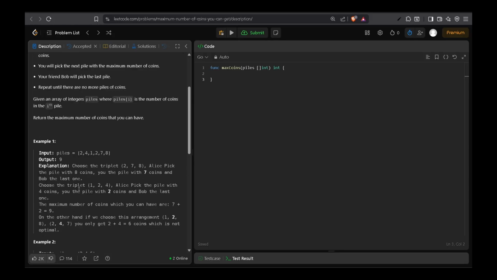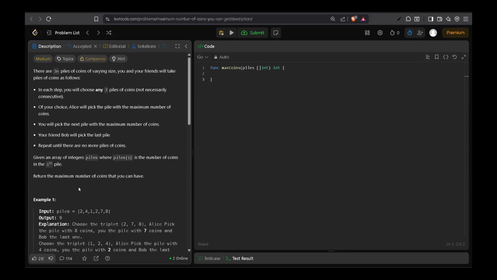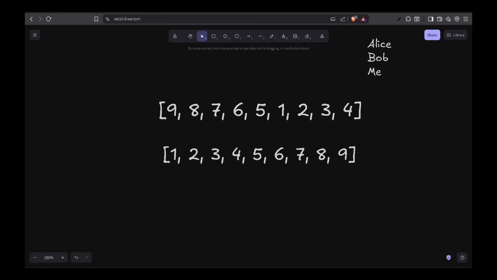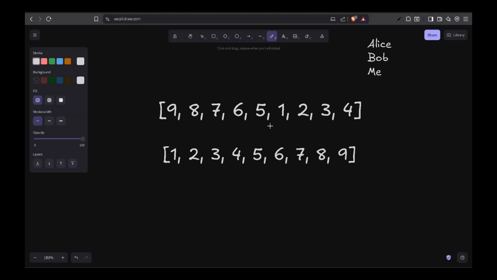And the size of the piles of coins is 3n. That means it is always divisible by 3. So it won't be like we take 3, 3, 3 and the last group we are left with 2. That will not happen, right? So we can safely divide this into groups of 3 without worrying about if it will fit or not, right?